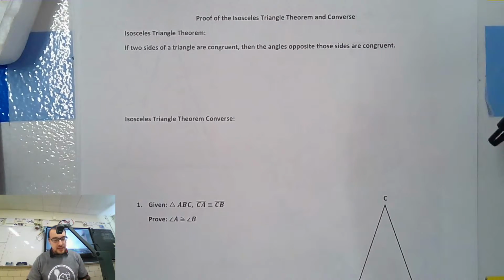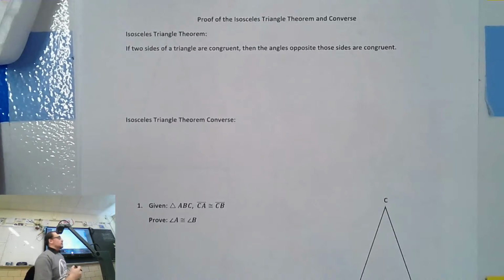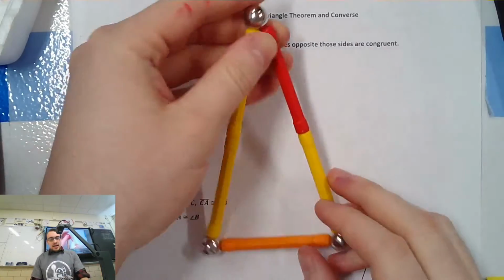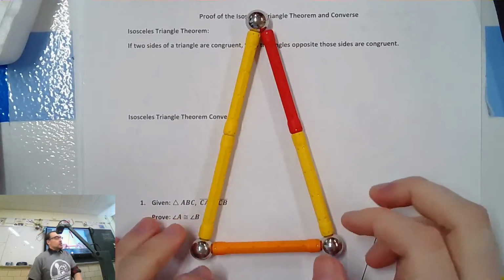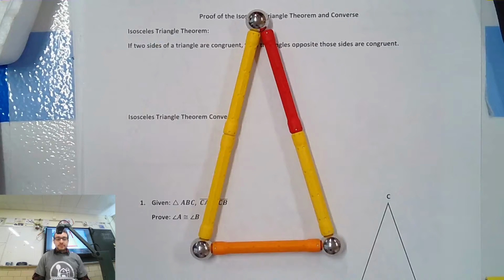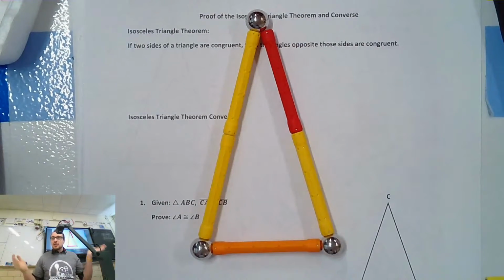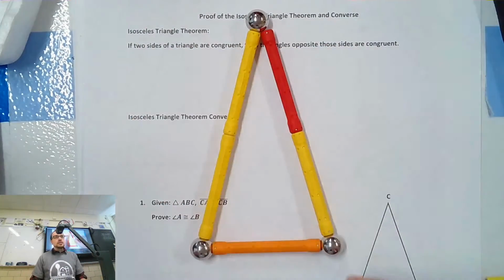All right. Isosceles triangle theorem. First off, let's talk about what an isosceles triangle is. So, an isosceles triangle, so you remember the C, I put those away yesterday, is a triangle with 2 sides that are congruent. As you can see, I have constructed an isosceles triangle by creating 2 congruent sides.